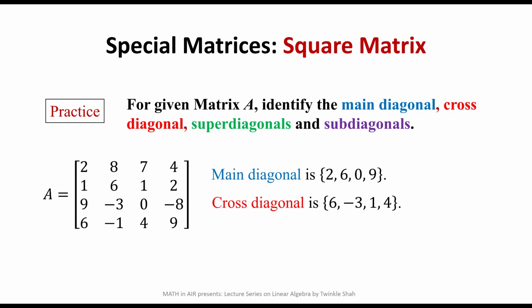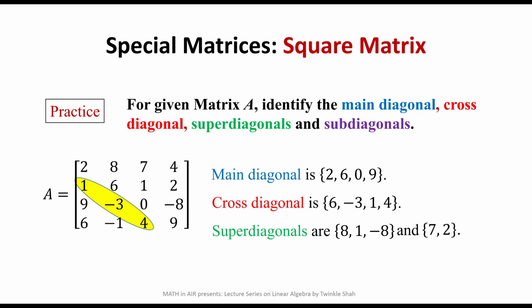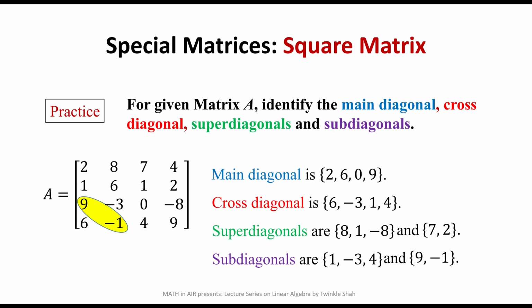Let's find out the superdiagonals and subdiagonals. In matrix A, there are 2 superdiagonals. These are 8, 1, negative 8 and 7, 2. There are 2 subdiagonals. These are 1, negative 3, 4 and 9, negative 1.